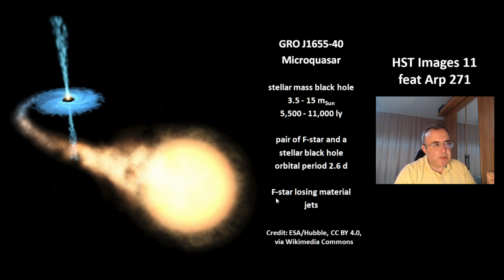And in this picture you can see the F-star is losing material to the black hole. This material is spiraling in this disk. And some of it eventually falls into the black hole, and the rest of the material is ejected by these big jets.